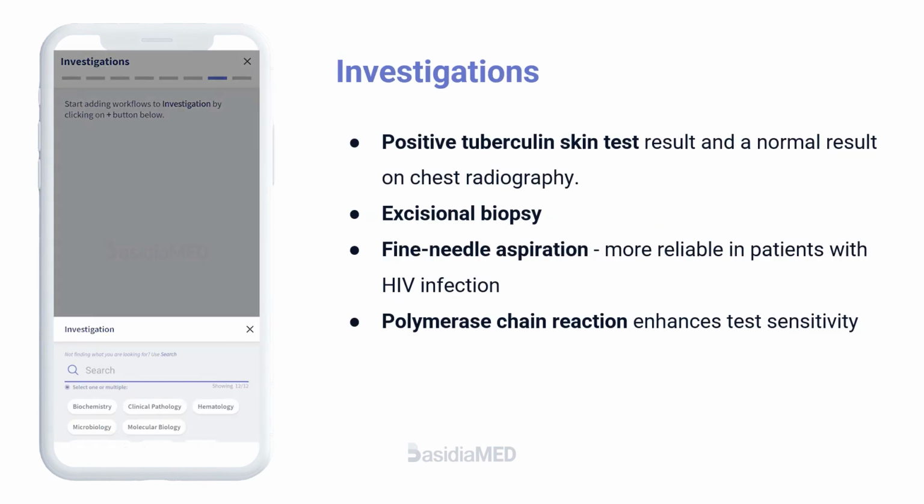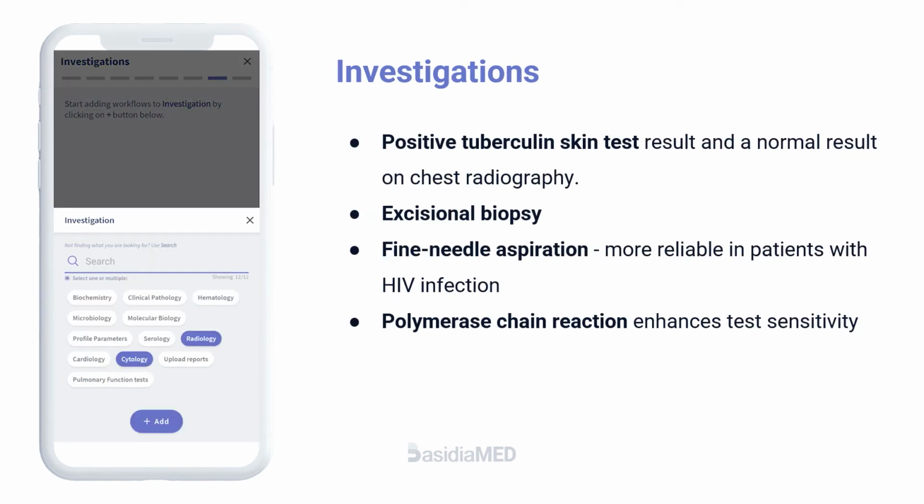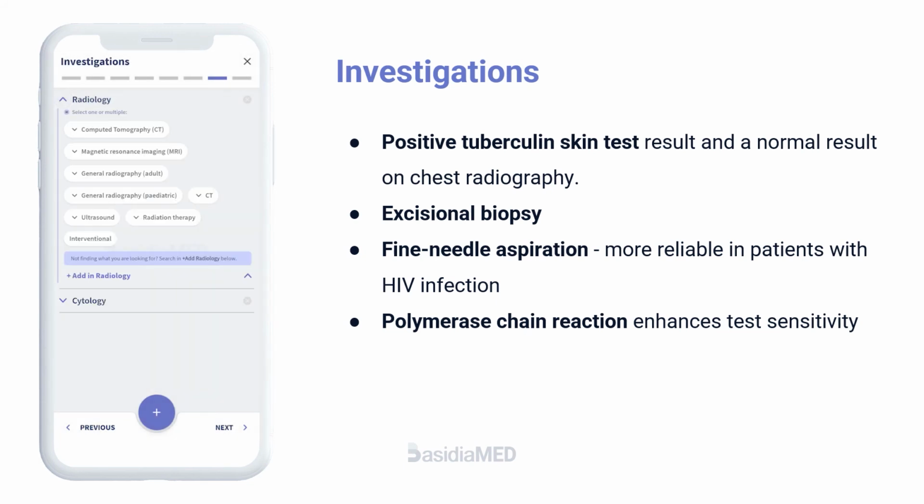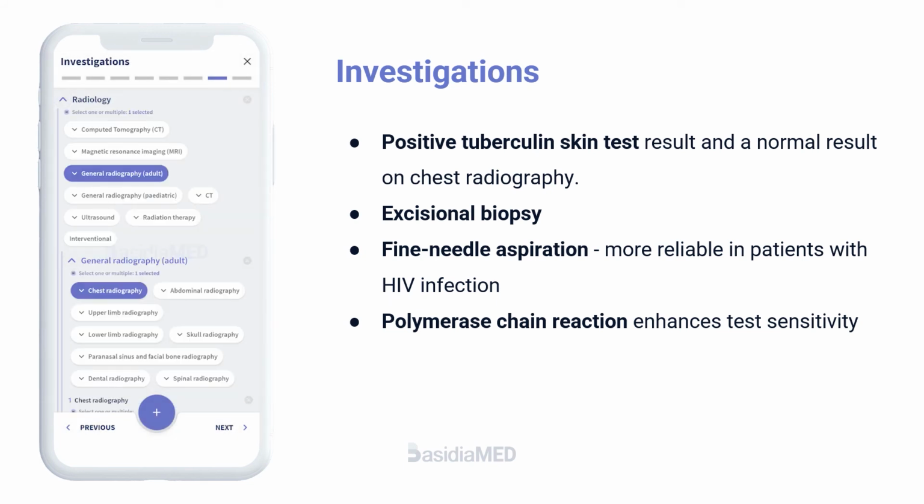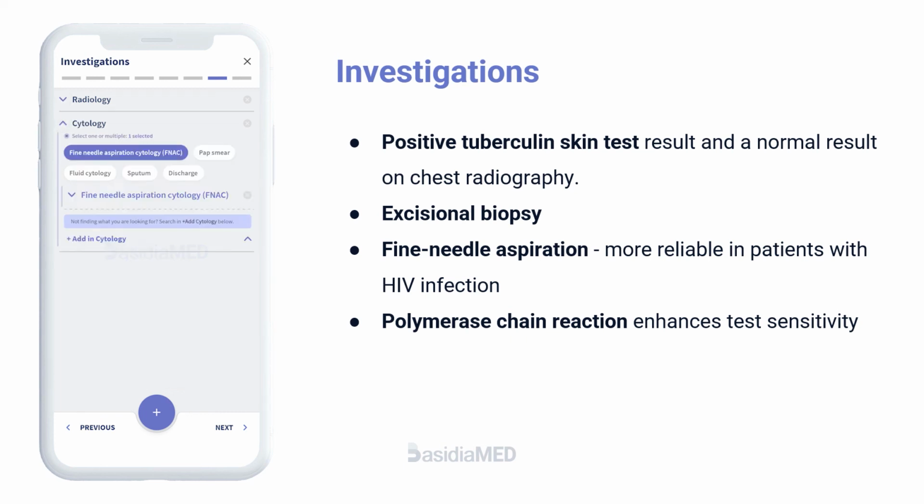Investigations. Most patients have a positive tuberculin skin test result and a normal result on chest radiography. Excisional biopsy of the lymph nodes with histology, AFB stain, and mycobacterial culture is the diagnostic procedure of choice. Fine needle aspiration is more reliable in patients with HIV infection because of the higher mycobacterial burden, and in these patients should be the initial diagnostic procedure.